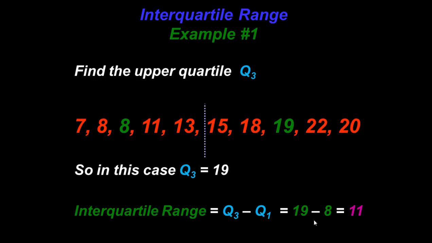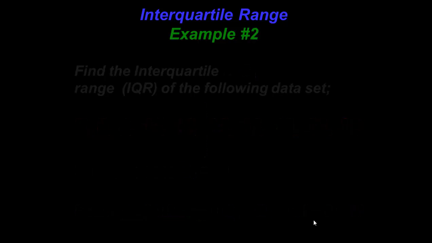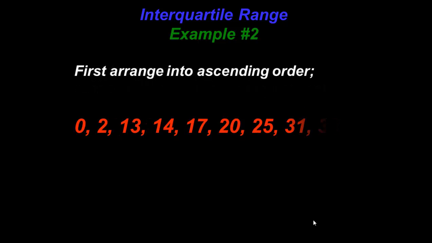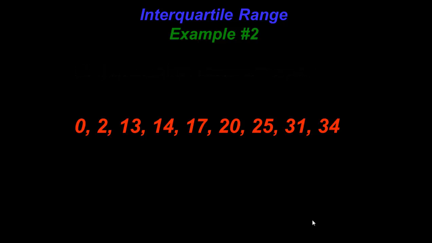Okay, so let's run another example. Okay, so as before, been given all jumbled up, so I'm going to put them in ascending order. There they are. Split it in two, and this time because there's an odd number of values, my split is right through that number 17. That will be our Q2.